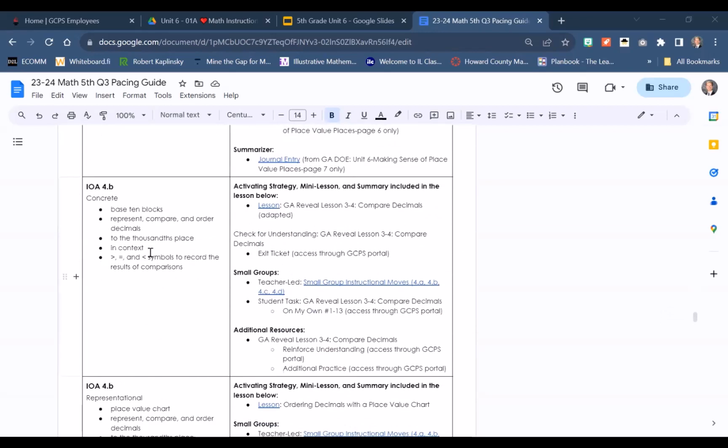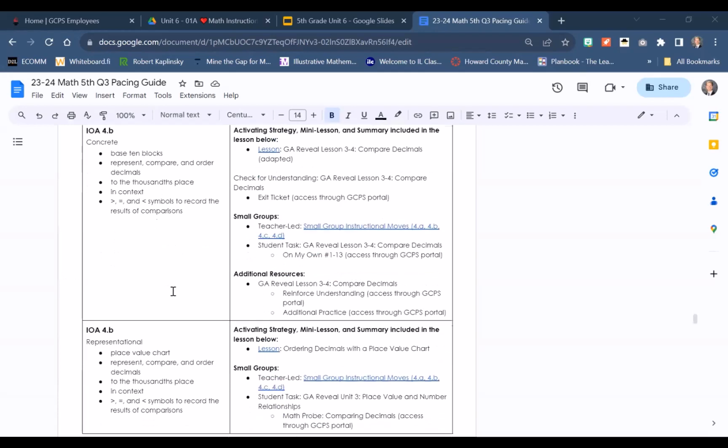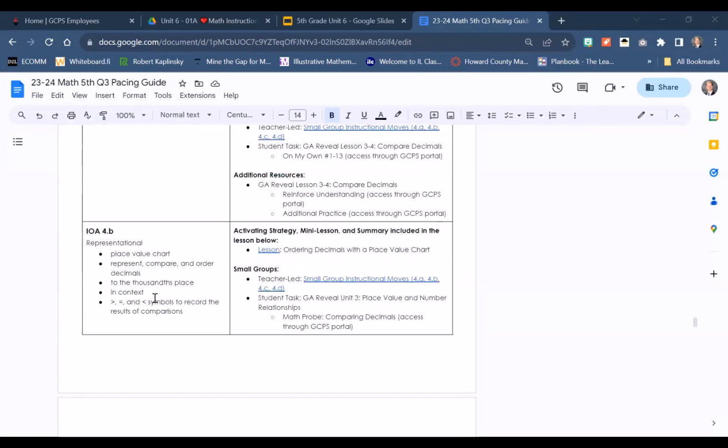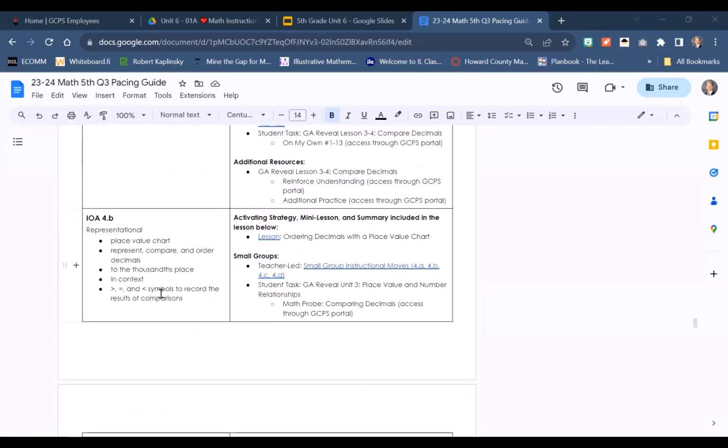Unit 6 continues with 4 suggested instructional days of IOA 4B, in which students represent, compare, and order decimal numbers to the thousands place based on the meanings of the digits in each place, using greater than, less than, and equal symbols to record the results of comparisons. Students will first experience comparing concretely by building base 10 block models before transitioning to representational models to order decimals. Representational models can include base 10 drawings, number lines, and/or decimal grids.